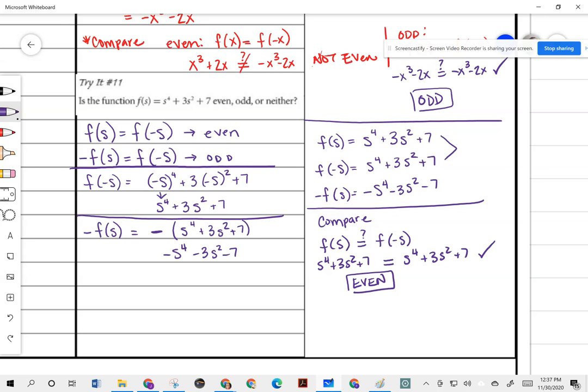You can only be one or the other. You can't be both even and odd. So you're either even, you're odd, or you're neither.